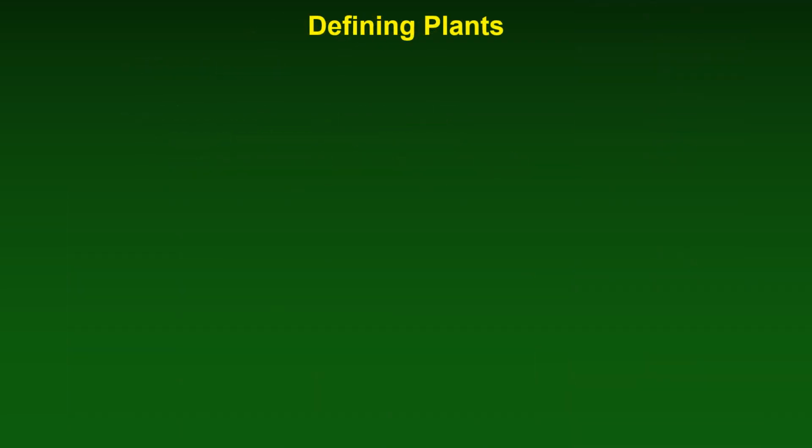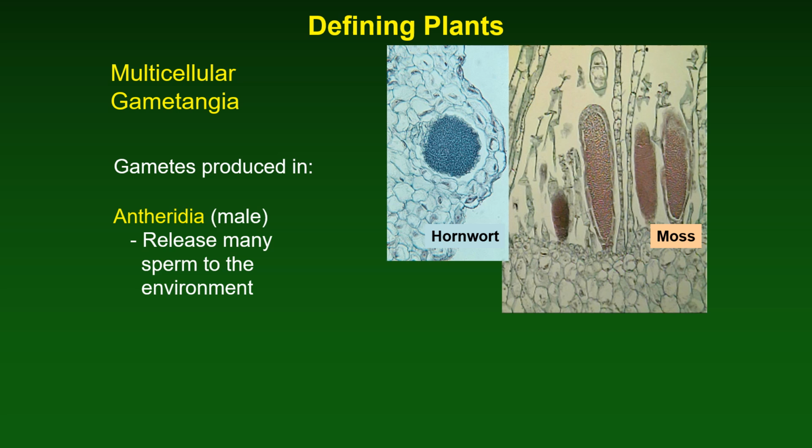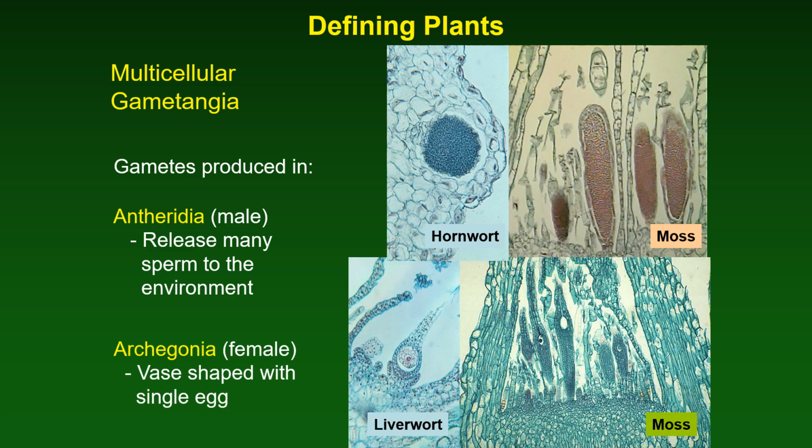Within the haploid gametophytes, so the multicellular haploid stage of the plant, we have structures known as gametangia. These produce gametes. And we have two types. We do have sexes in the plants. We have male and female structures. The antheridia produce sperm, and the archegonia produce eggs.